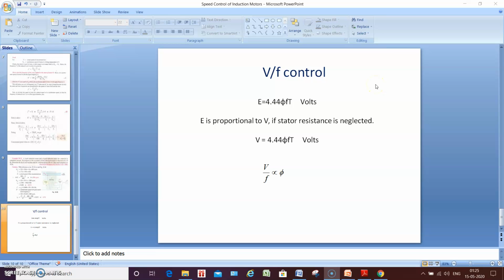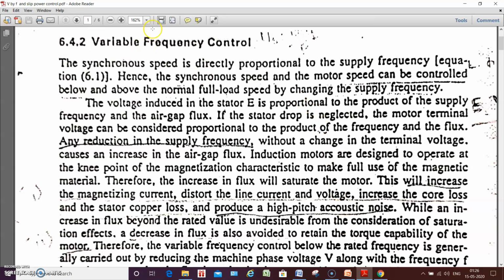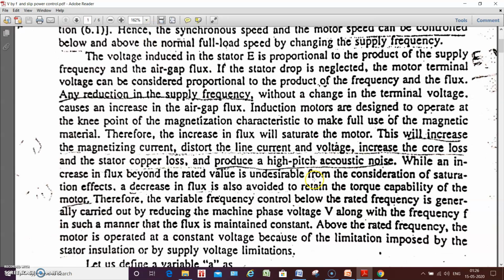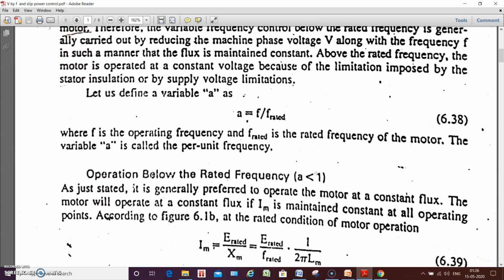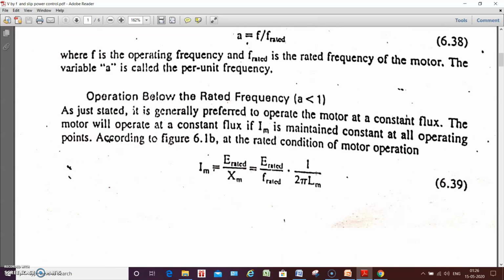So in the last two classes we started discussing the V by F control method of induction motors. What we derived in the first class is that we keep this V by F ratio constant to keep the flux constant. And in the second class we started discussing how, by keeping V and F varied at the same ratio, this magnetizing current is kept constant.